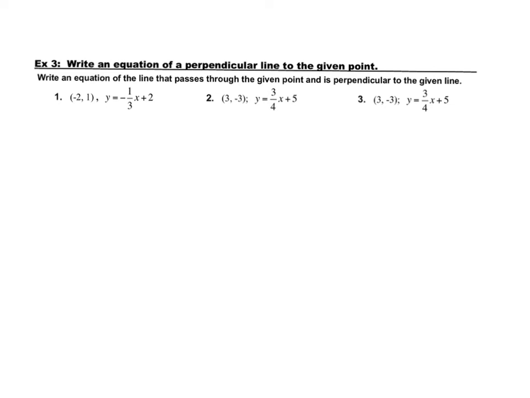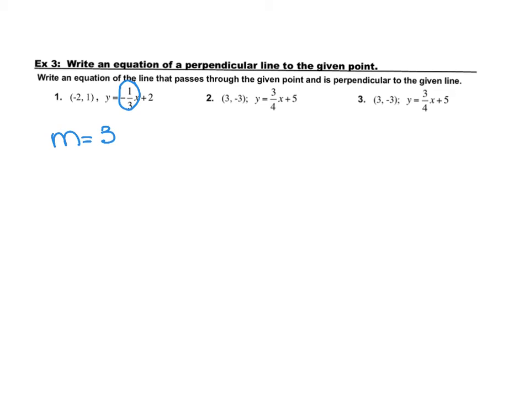All right, example 3, write an equation of a perpendicular line to the given point. Write an equation of the line that passes through the given point and is perpendicular to the given line. So now we're actually given the equation and we're given a point. And so first of all, remember you need two things to write an equation of a line. You need a slope and you need a y-intercept. So the slope of our given line is -1/3. And so you have to identify, first of all, the slope of a perpendicular line. The opposite of negative is positive. And then we're going to take the reciprocal, which is going to be 3 or 3 all over 1.